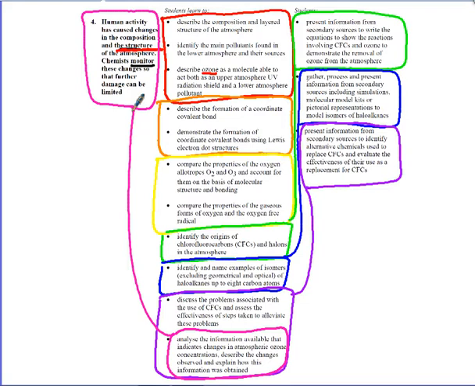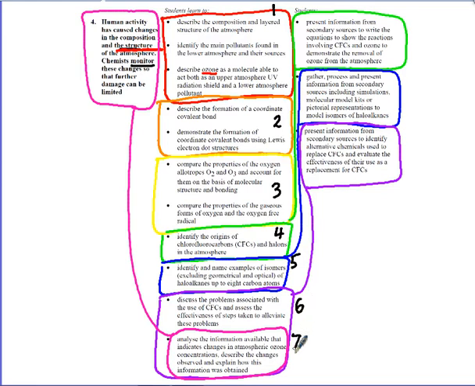So there's a range of different big ideas here. We've got the atmosphere being 1, coordinate covalent bonding being 2, we've got properties of oxygen 3, we've got CFCs being 4, we've got haloalkanes being 5, we've got CFC replacements being 6, and we could even have monitoring being 7.